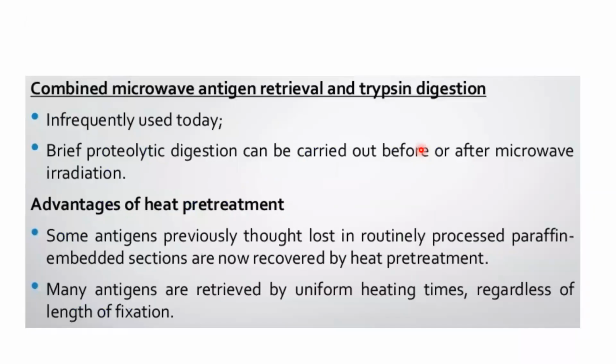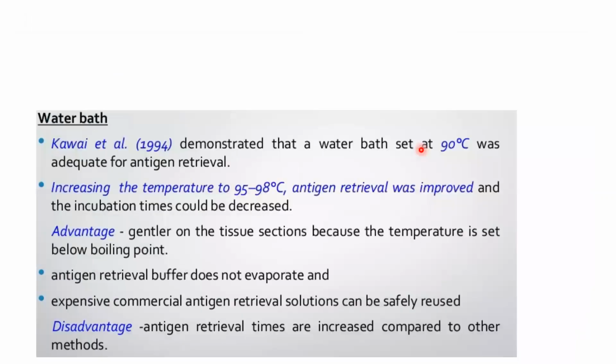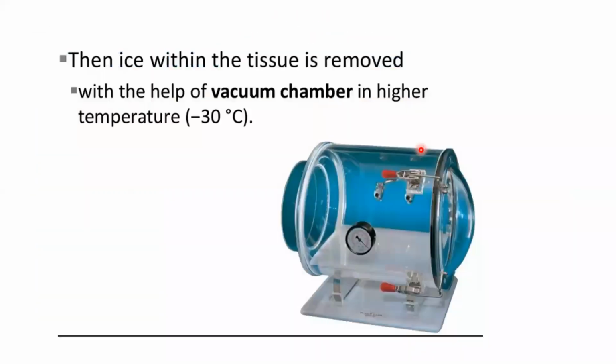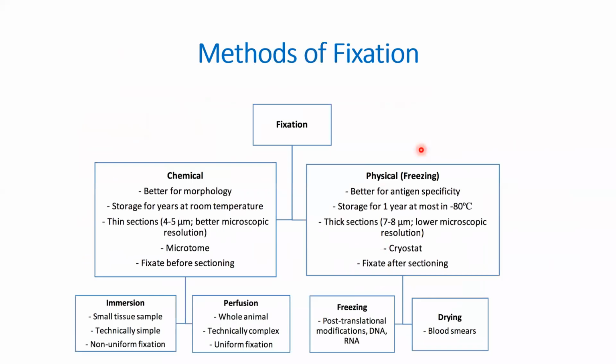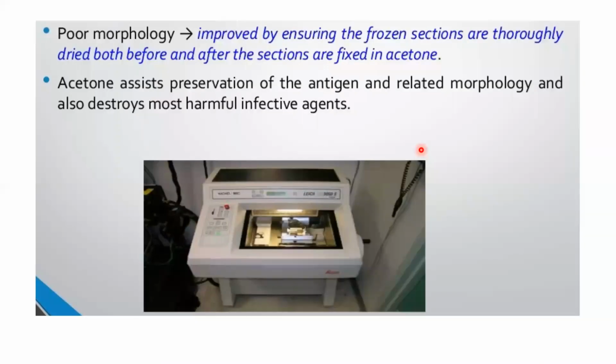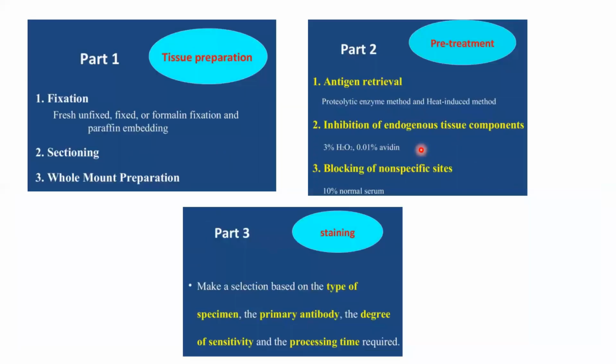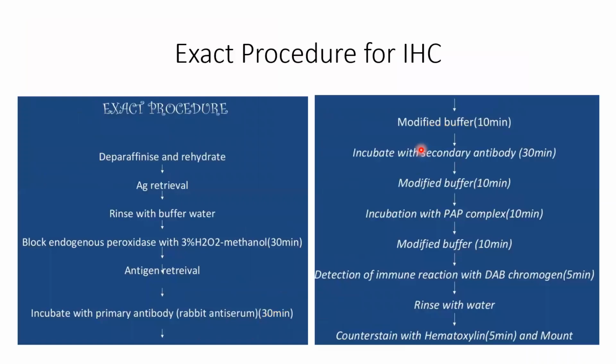So a quick summary of today's lecture. In today's lecture, we discussed the three parts of tissue processing: tissue preparation, pre-treatment, and staining. Tissue preparation includes fixation, sectioning, and mount preparation. Pre-treatment includes antigen retrieval, inhibition of endogenous enzymes, and non-specific sites deactivation. So in tissue preparation, we discussed fixation.